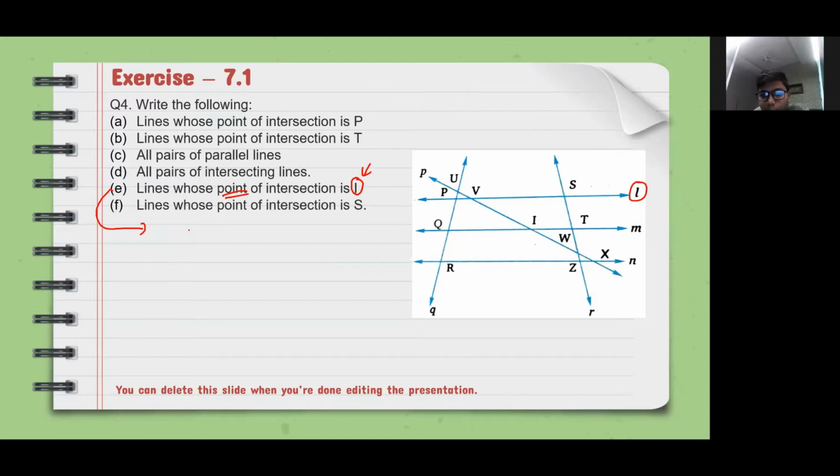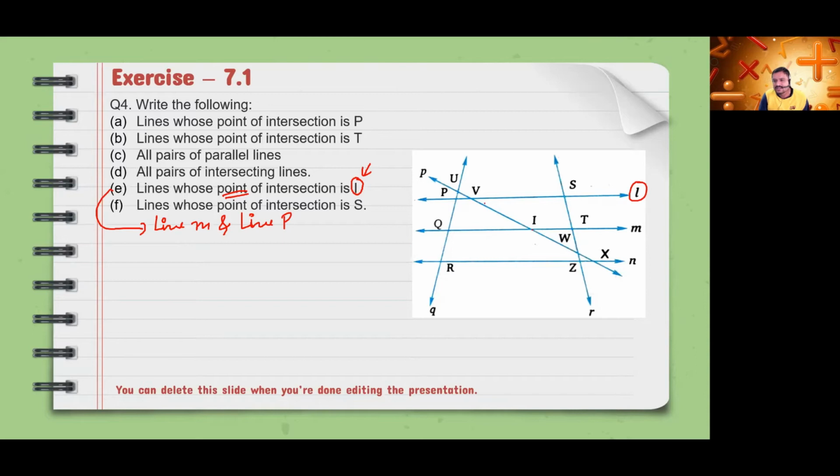Point I. Sir, it's line M. Line M, correct. And line P. Okay. See, only these two lines. I will draw it in the figure. Only this line and this line are intersecting at point I. So this line is line P and this line is line M.